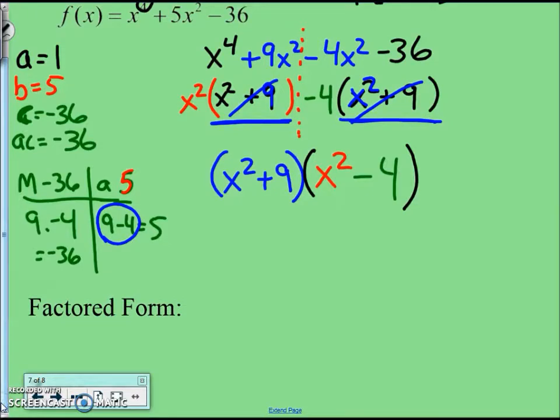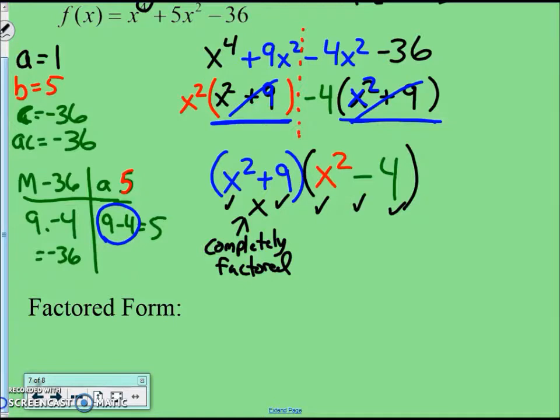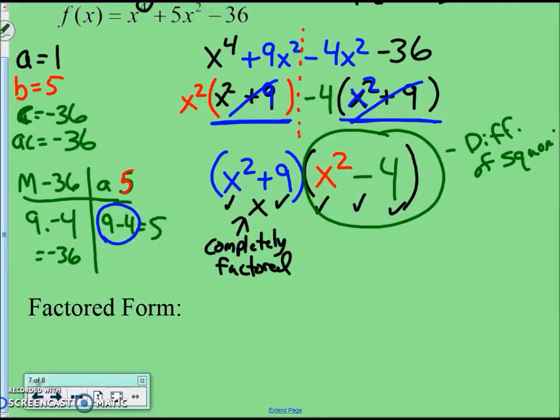But I also want to check and see here. If I look at the first one, 9 is a perfect square, but not a difference, so we can't factor this any further, so this is completely factored. On our next term, x squared is a perfect square, 4 is a perfect square, and we have a difference, so x squared minus 4 is a difference of squares, so we can factor more.